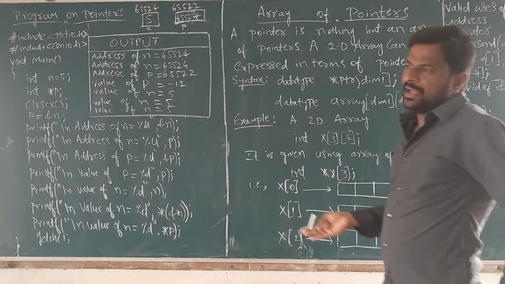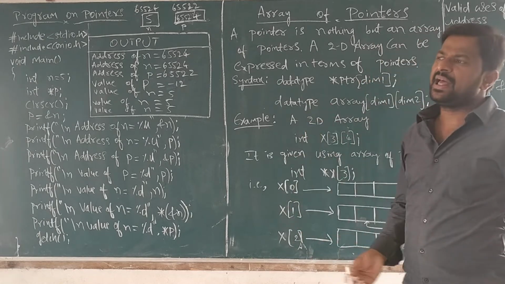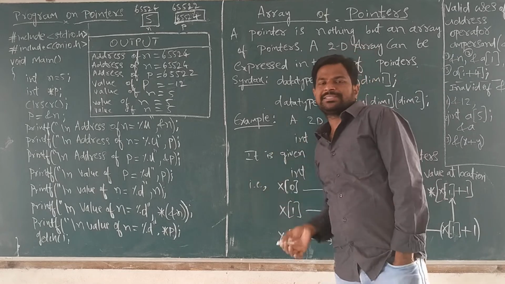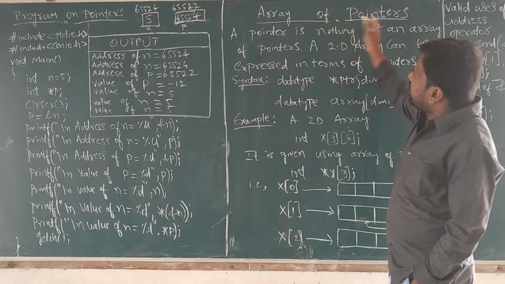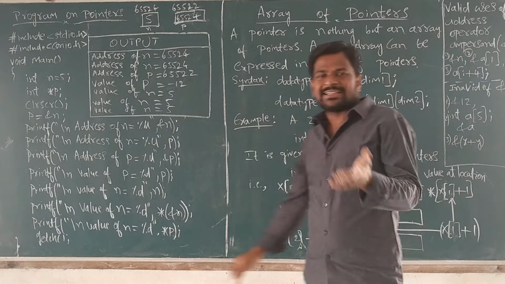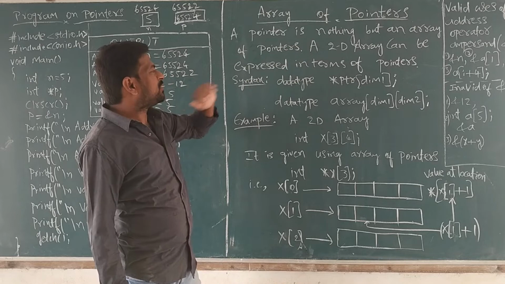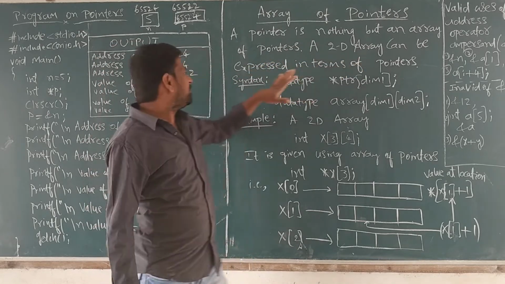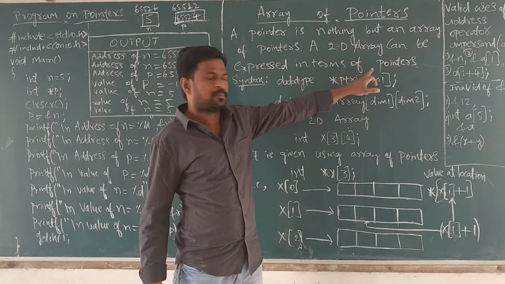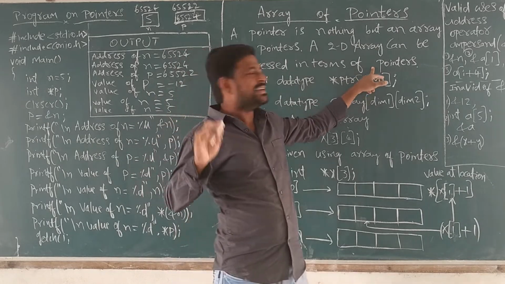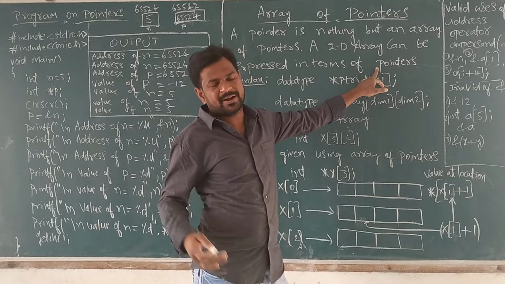a of i. It means a one-dimensional array. Integer a of i and j means a two-dimensional array. Here, in the concept of array of pointers, a pointer is nothing but an array. But the difference is that a two-dimensional array can be expressed in terms of pointers. So if it is two-dimensional, it can be expressed in terms of pointers.